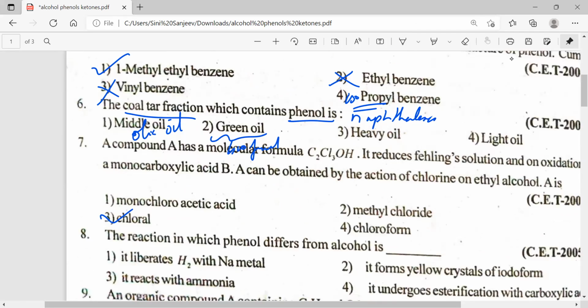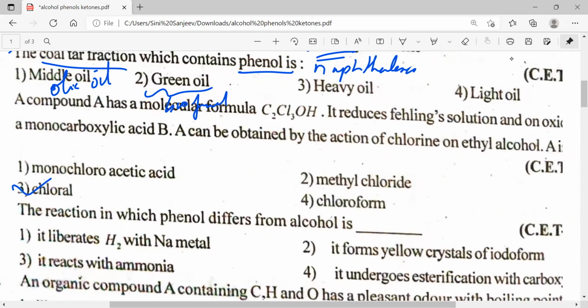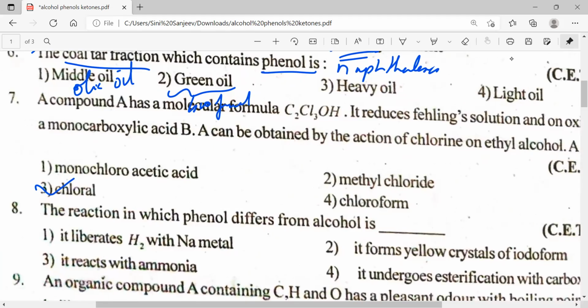Eighth question. Pretty much direct question. The reaction in which phenol differs from alcohol is which one? First option is it liberates hydrogen with sodium metal. Second, it forms yellow crystals of iodoform. Third, it reacts with ammonia. Fourth, it undergoes esterification with carboxylic acid. So in what reaction does phenol differ from alcohol?